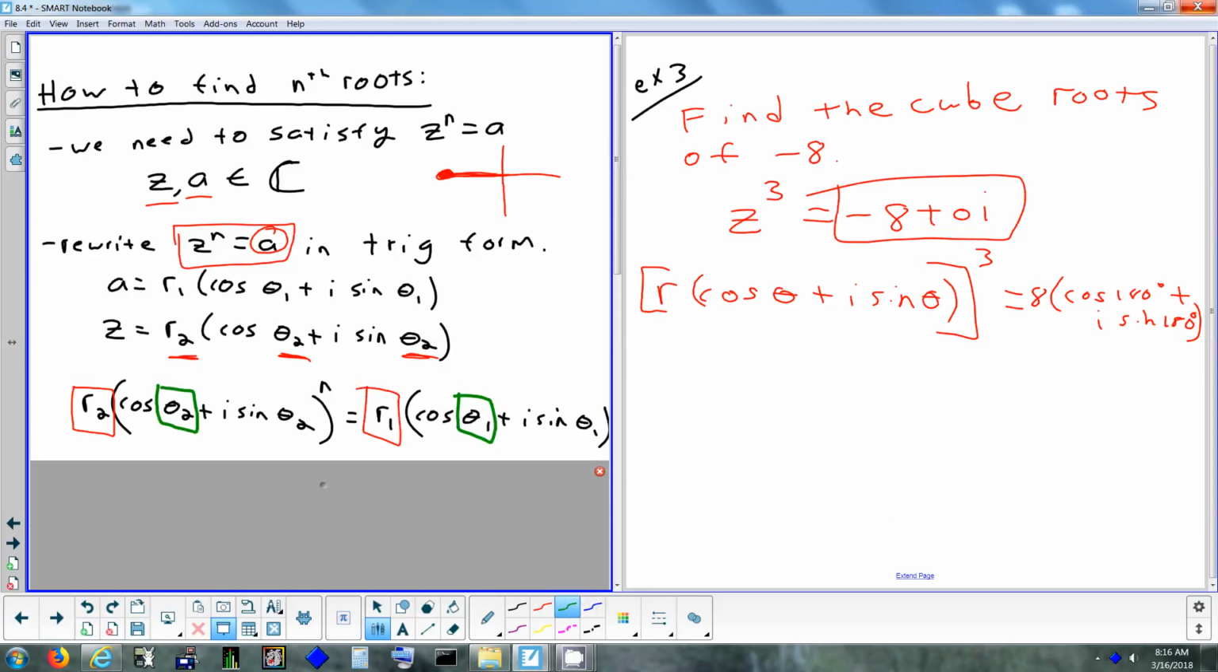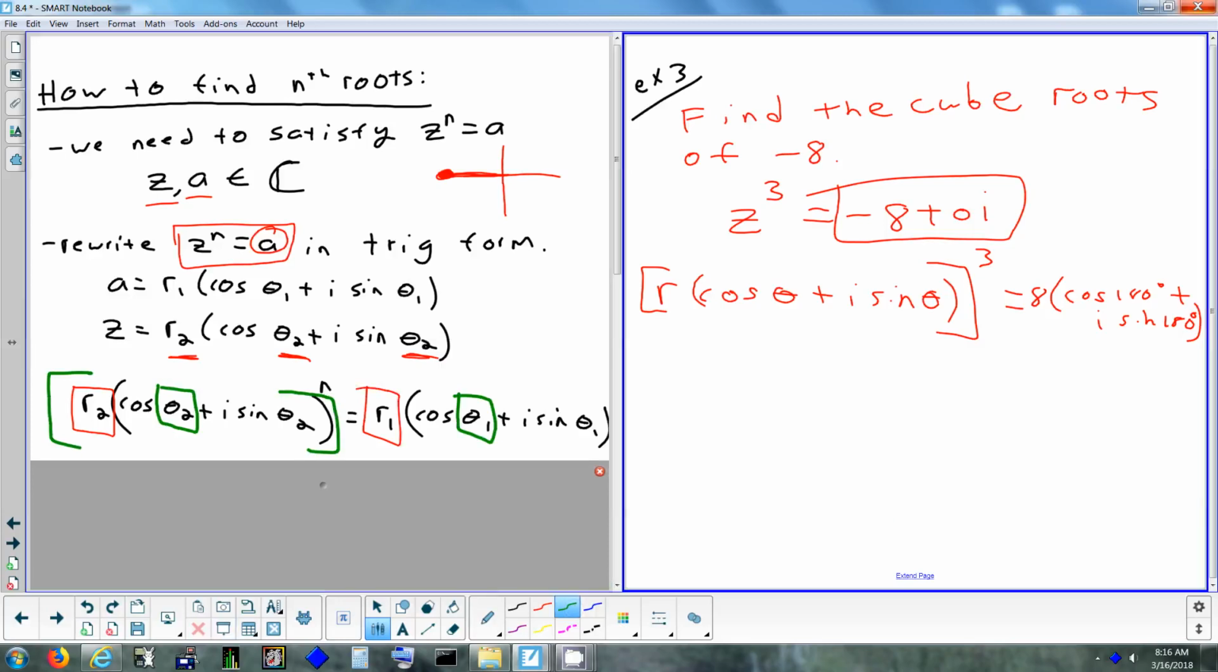But first, if I want to be a little bit better with my notation, I should write it like I did on the right-hand side. In order to raise this complex number to a power, what would we do with the r and the 3, using what we learned yesterday? We raise the r to the same power. And what would we do with the theta and the 3? Multiply it by 3. You multiply.